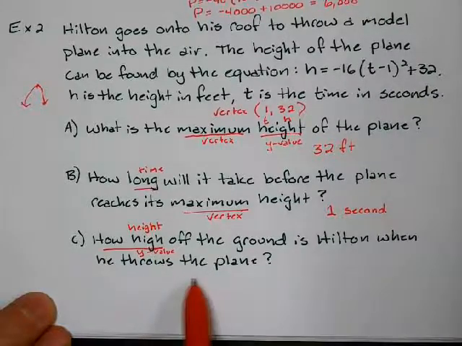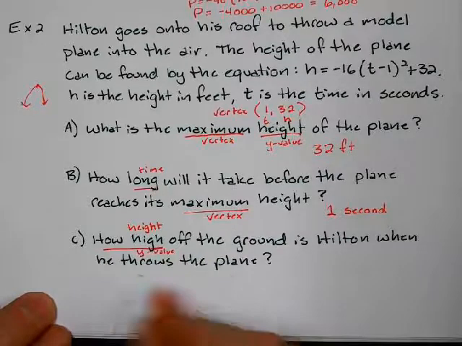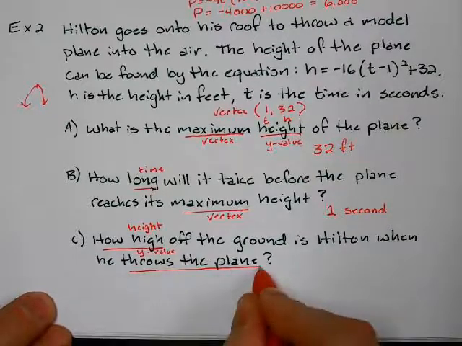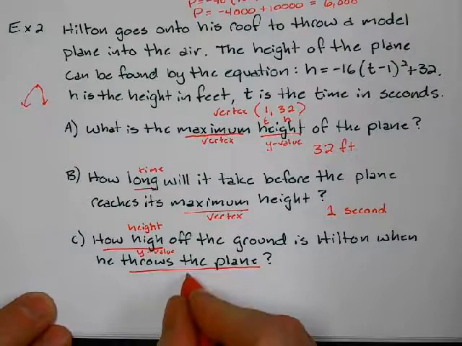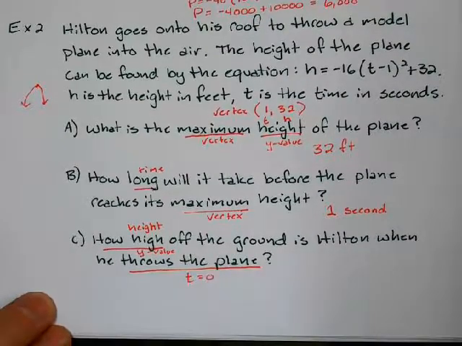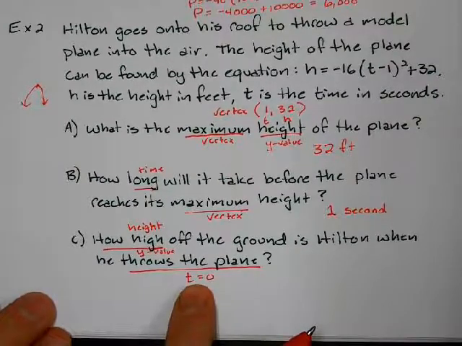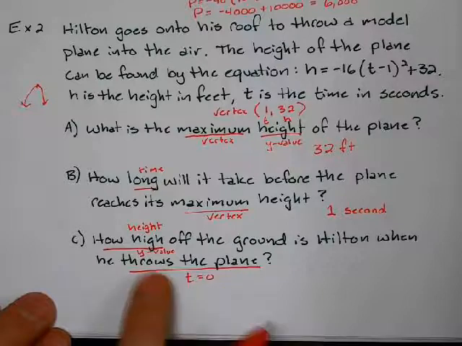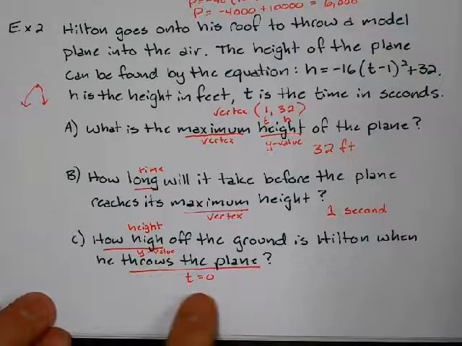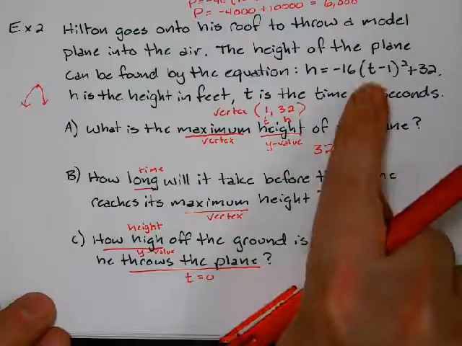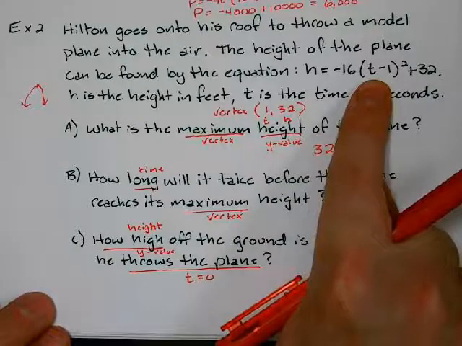Well, when he throws it, what's his time? When he throws the plane, time hasn't started yet. So time is equal to 0 when he throws the plane. He's at 0 seconds. He's right about to throw the plane. So we're looking for what is the height or the y value at 0 seconds. So all I have to do is plug in 0 for the time here to get my answer.